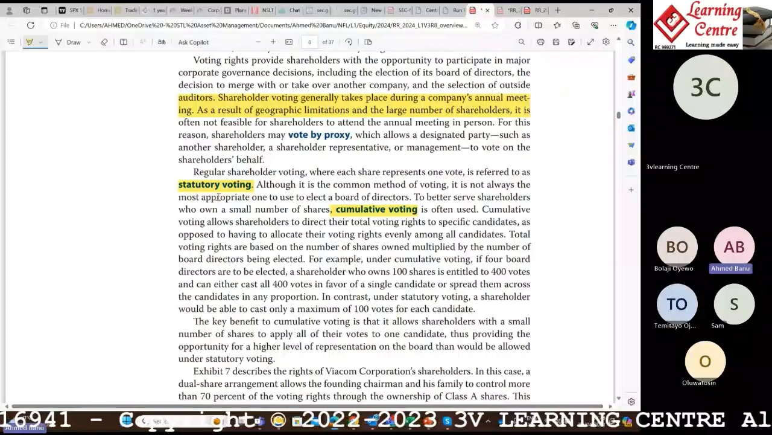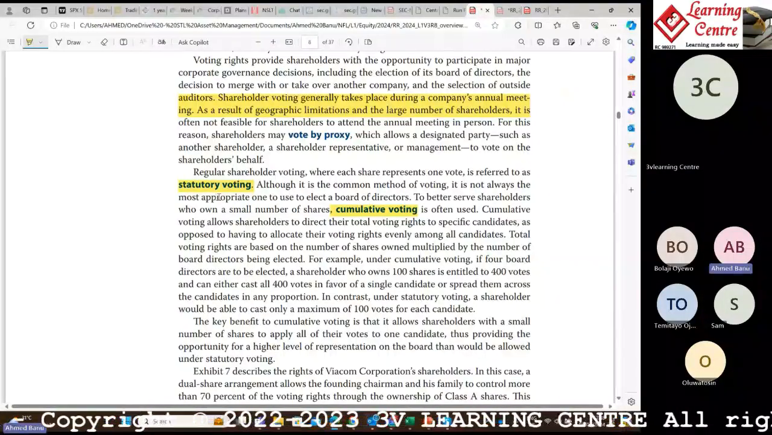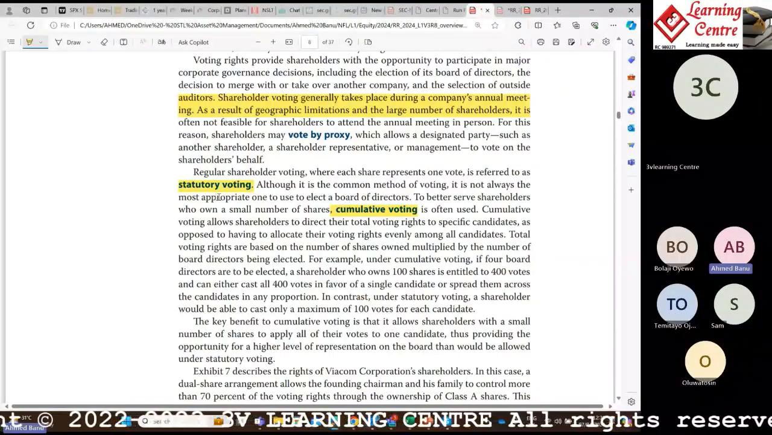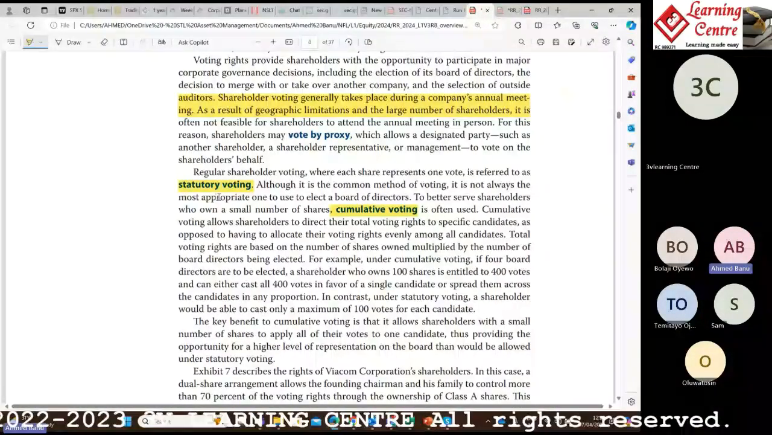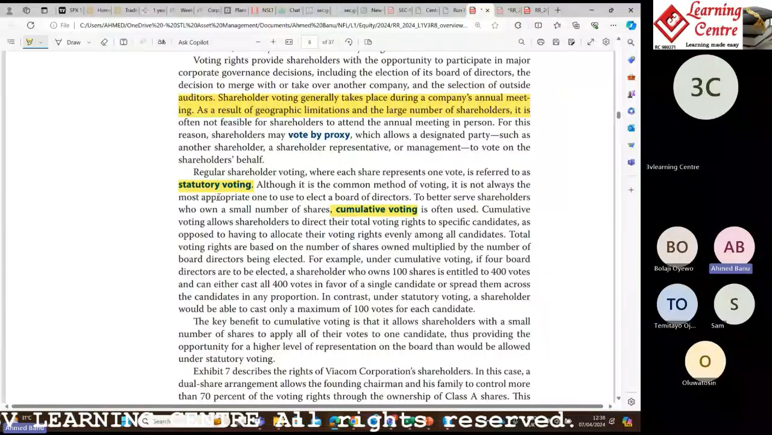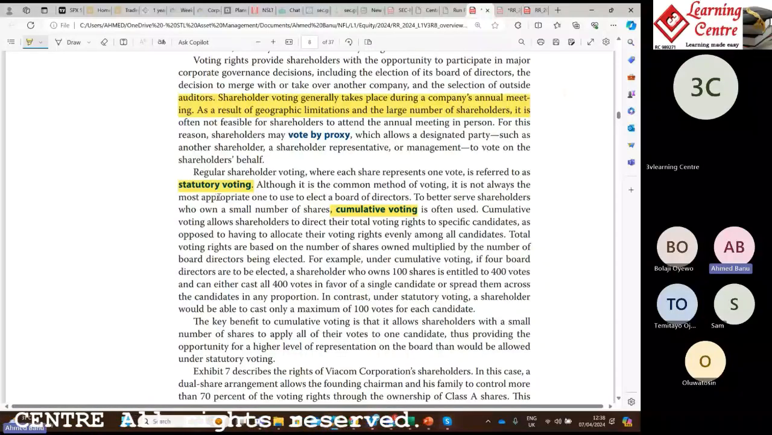Meaning that if you are voting for one candidate, all your shares would be given to that candidate. So cumulative voting rights allow shareholders to direct their total voting rights to specific candidates, as opposed to having to allocate their voting rights evenly amongst candidates. Total voting rights are based on the number of shares owned multiplied by the number of board directors being elected.